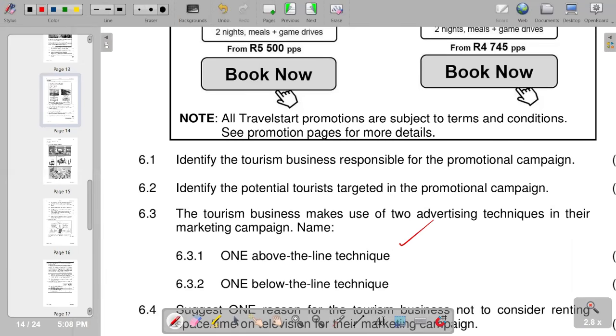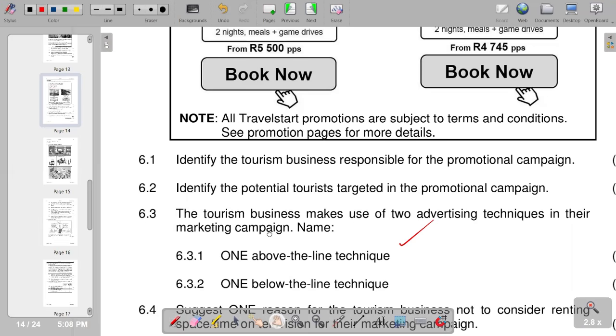Looking at the above the line technique, you see that it is a mass media advertising strategy used to promote a brand to a wide, general audience through channels like television, radio, newspapers, and billboards. So the question requires us to name one above the line technique.